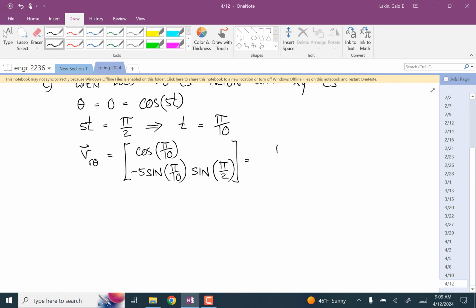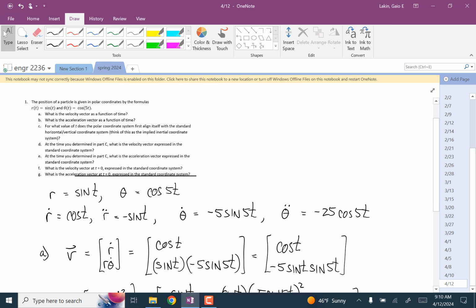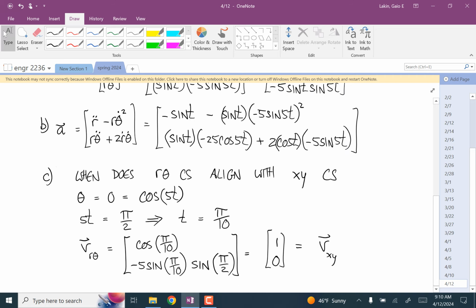Pi over 10 times sine of pi over 2. And that's basically 0. Okay. But at that instant, those two coordinate systems align, and so this is also the velocity vector in the XY coordinate system. Okay? That was part D.